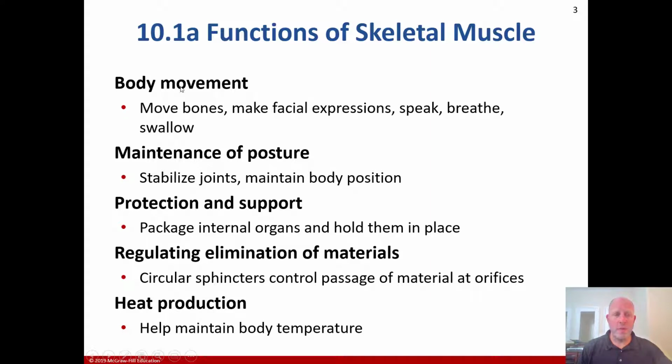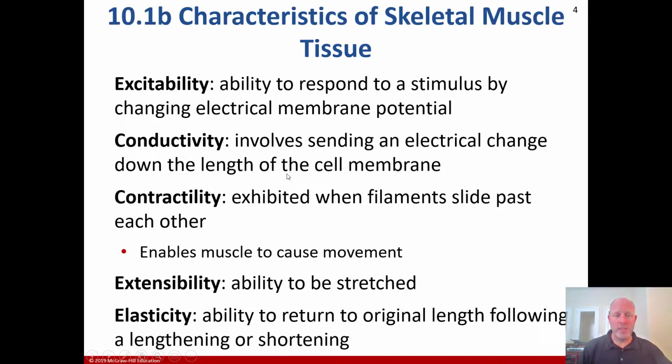So with the function of skeletal muscle, body movement is basically one of the primary functions: to move bones, make facial expressions, speak, breathe, swallow. Then maintenance of posture, to stabilize joints and maintain body position. In general, stability is to maintain position or maintain the integrity of the area. Protection and support is to package internal organs and hold them in place. Regulating elimination of materials: circular sphincters control the passage of material at the orifices. And heat production helps maintain our body temperature, maintaining homeostasis at an ideal temperature for everyone.